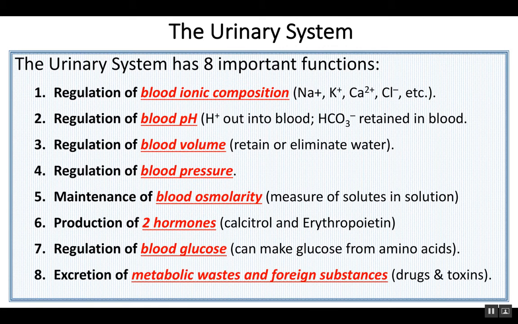And then finally, number 8 is getting rid of waste, which we probably already knew. Urine has a lot of our metabolic wastes in it, like urea. We can also get rid of toxins and certain drugs by excreting them into urine. So those are the 8 important functions, and these are all happening at the kidney. The kidney is the organ doing all this. The rest of the system, the ureters, your bladder, and urethra, are there to get rid of urine.